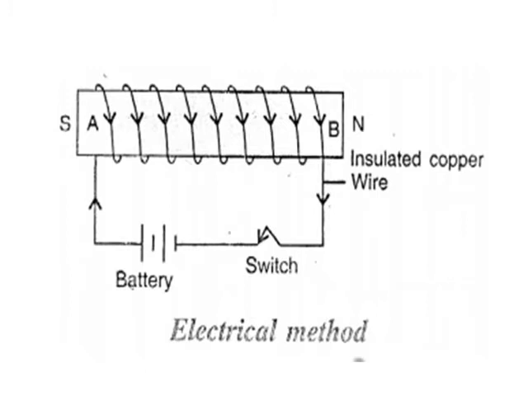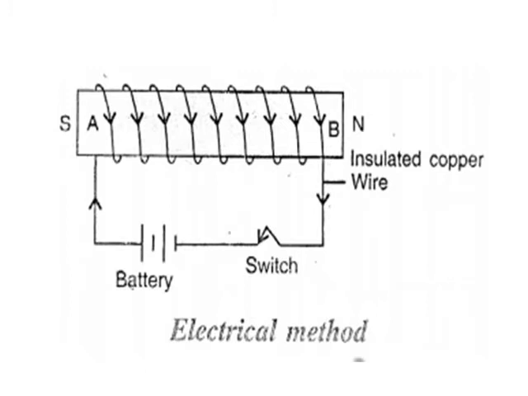So after this process, this application of external DC current to a steel bar which is placed in a solenoid, the steel bar now will become a magnet. This method is known as the electrical method.